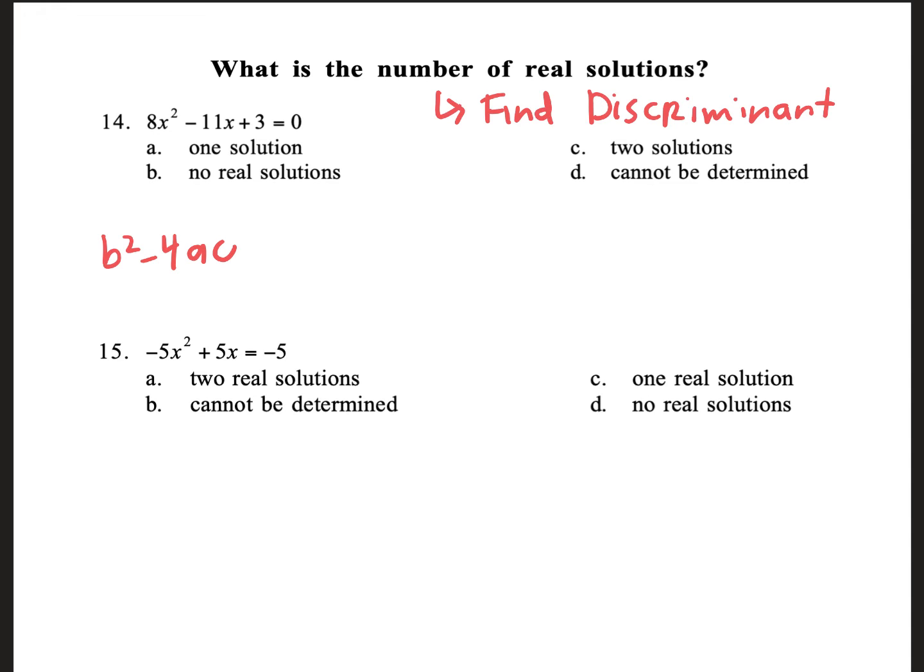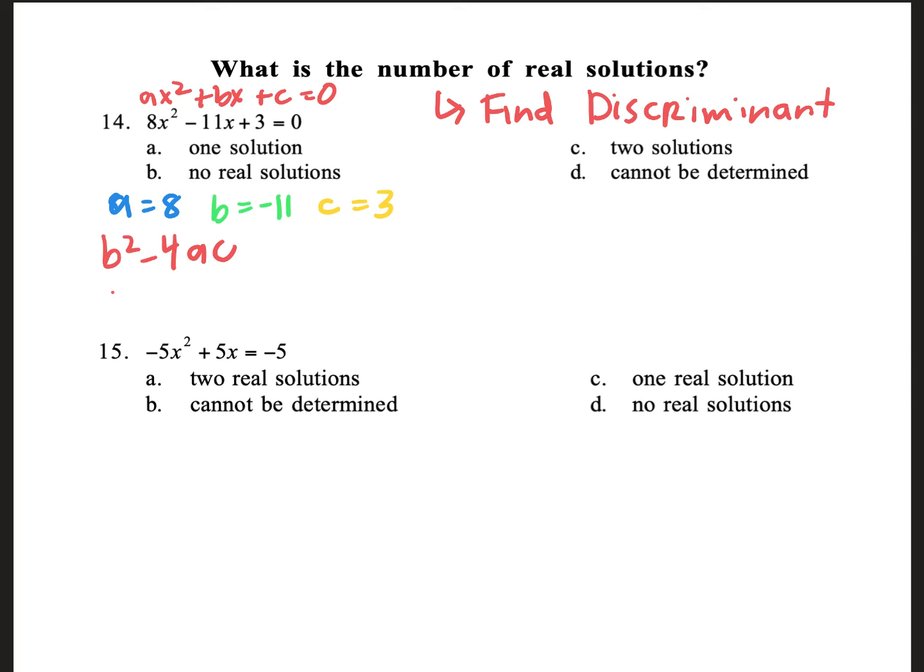Now remember, to figure out a, b, and c, you need to have it in the form ax squared plus bx plus c equals 0. Again, a is your number in front of x squared, so in our case, a equals 8. B is the number in front of x, b equals -11, and then c is the one all by itself. In our case, it's 3. We're just going to take those numbers and plug them into our formula.